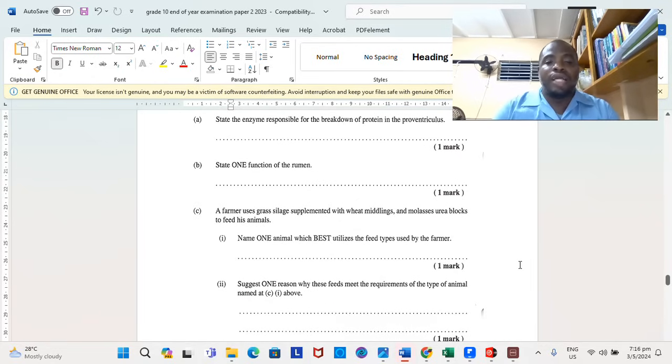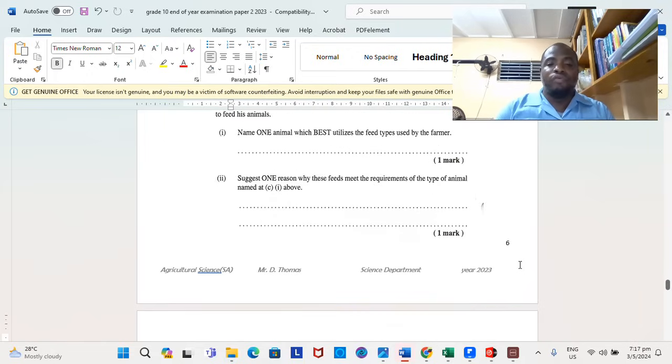Farmer uses grass silage supplemented with wheat middlings and molasses, urea blocks to feed his animals. Name one animal which best utilizes the feed types used by the farmer. One animal could be a goat. To talk about a ruminant, a sheep, cattle, those are some of the ruminants.